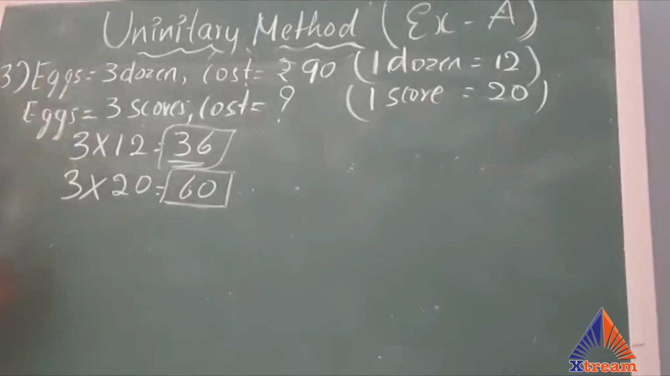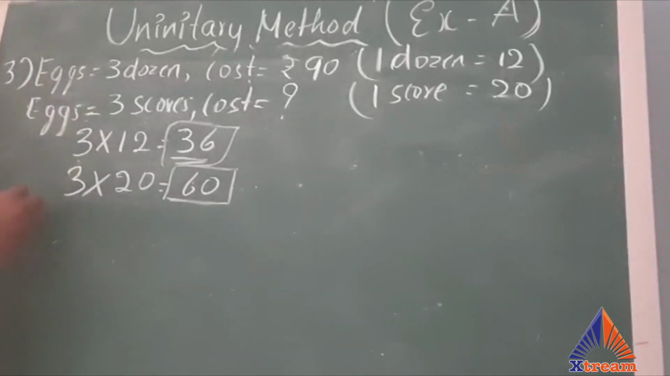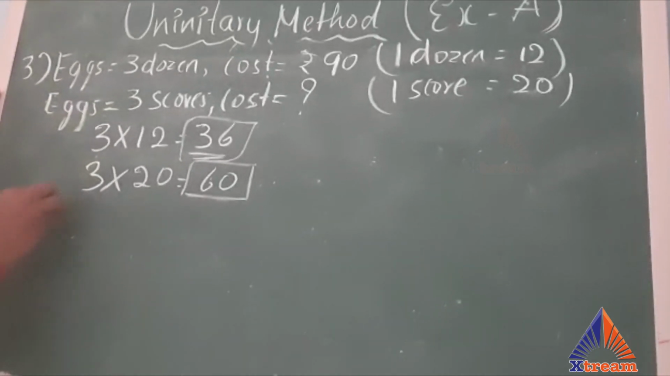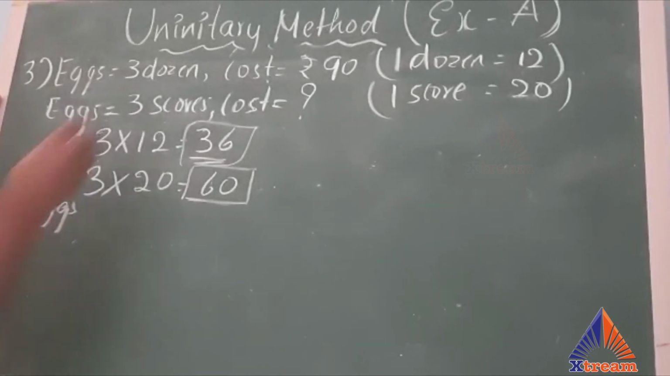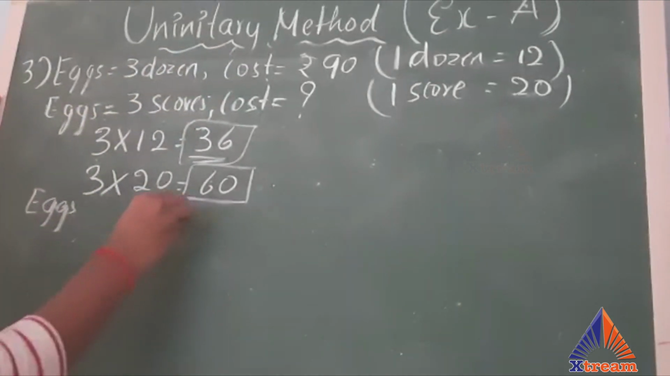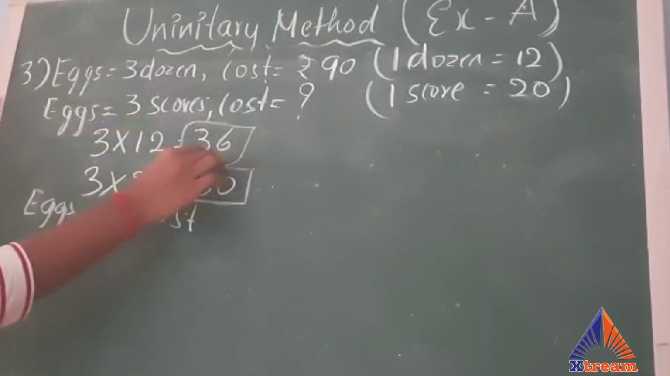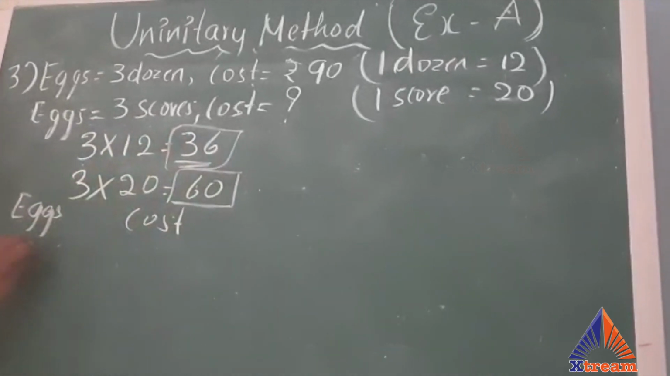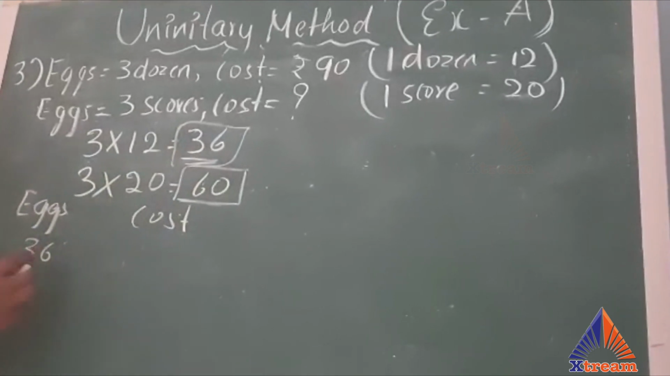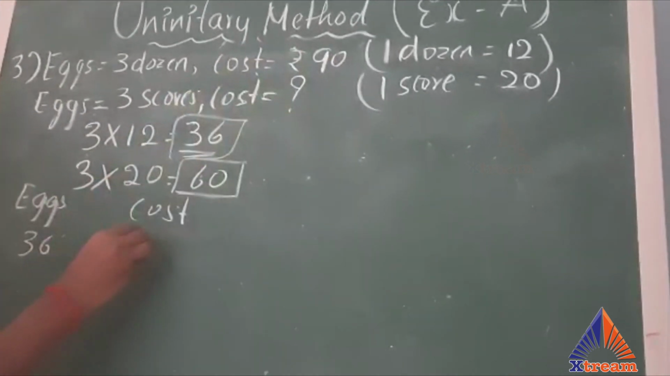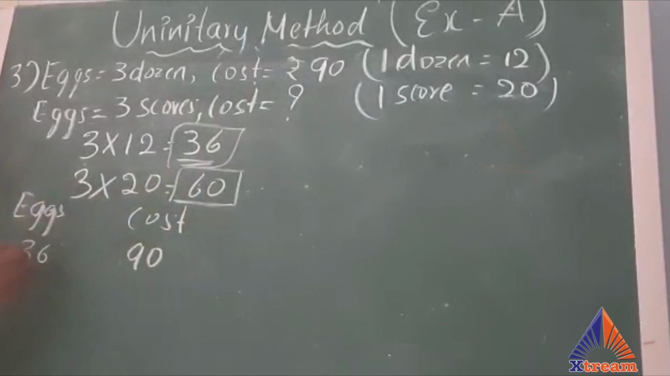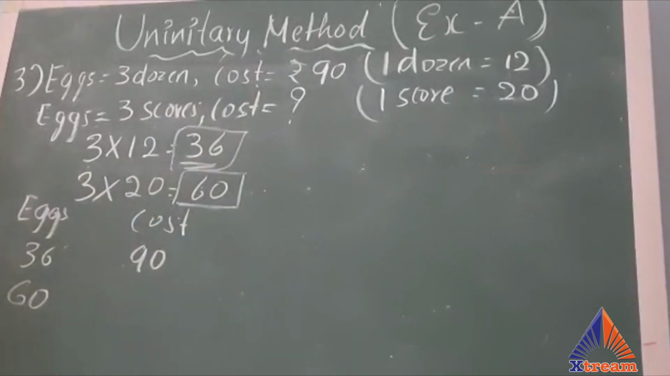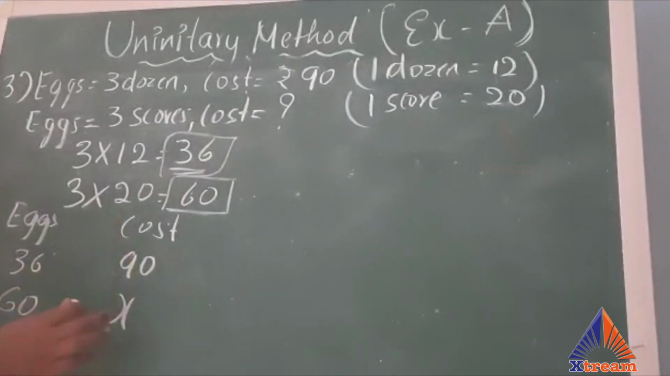So even here we are doing this in the arrow method. So here first quantity is eggs, and the second is cost. So here eggs are our first quantity and second are these. So here our eggs are 36 and the cost of 36 eggs is 90 rupees. And second quantity is 60 and the cost is x. That means we need to find this.